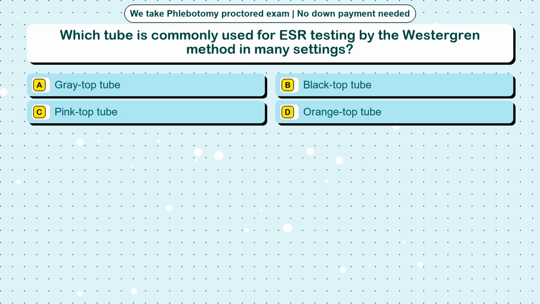Question 98. Which tube is commonly used for ESR testing by the Westergren method in many settings? Option A. Gray top tube. Option B. Black top tube. Option C. Pink top tube. Option D. Orange top tube.